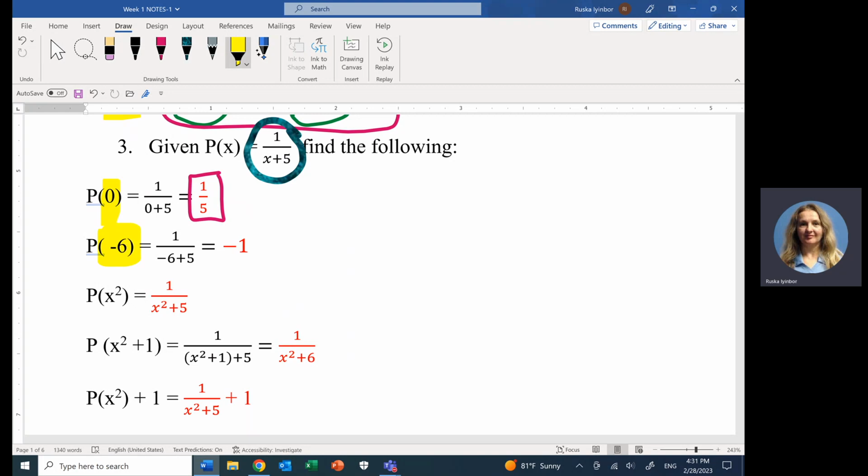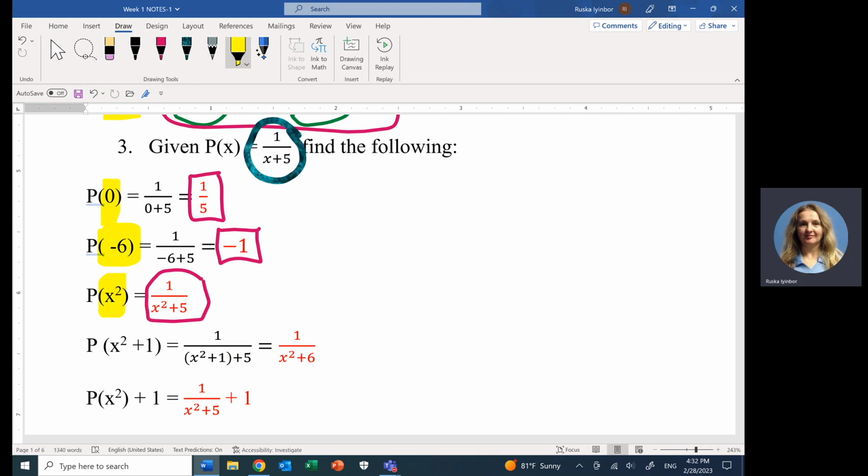The next one is p of -6. So again, the same function, replace x with -6. Put it in the calculator, and the answer is -1. The next one, we're replacing x with x squared. So whatever is in the parentheses is going to replace x in the original function. So we're going to get 1 over x squared plus 5, and that's the final answer. You don't do anything here.